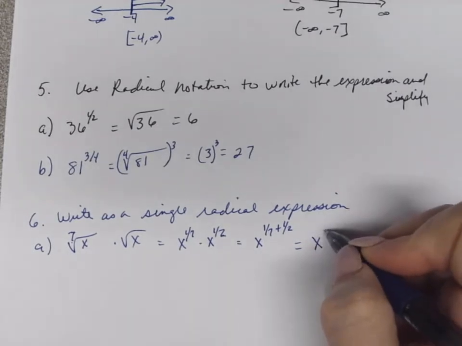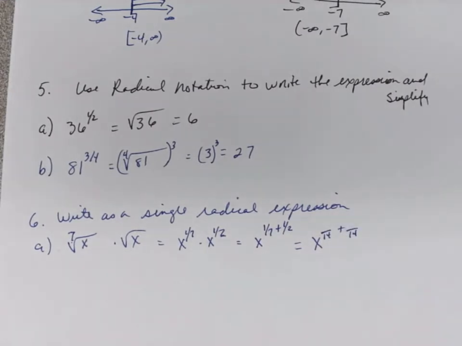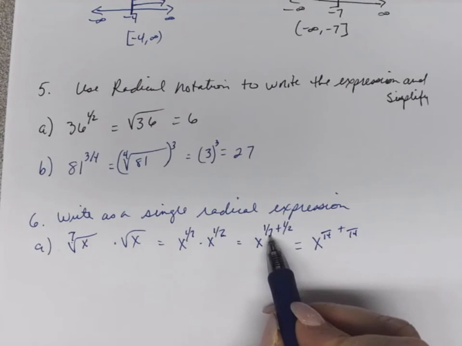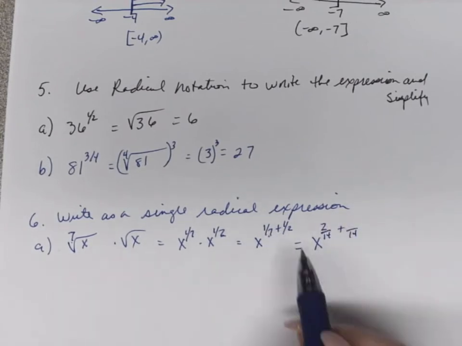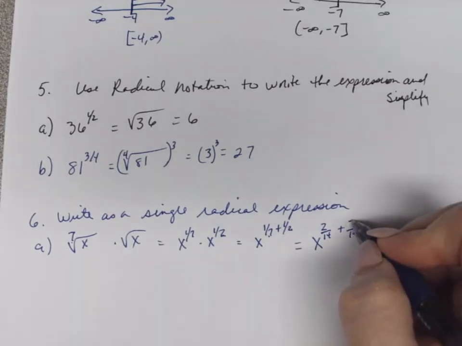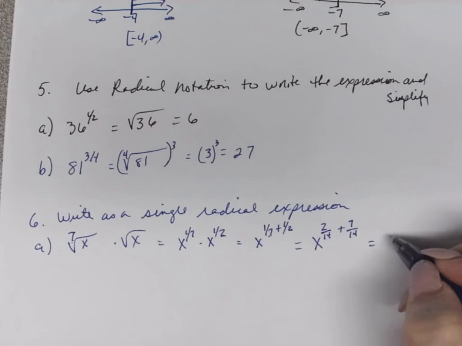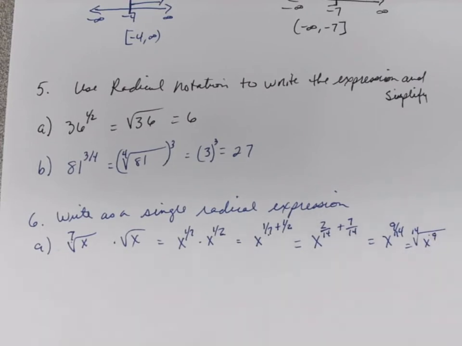So x to the something over 14 plus something over 14. Well, 7 times 2 gets me 14, so 2 times 1 will get me 2. 2 times 7 gets me 14, so 7 times 1 will get me 7. So this will become x to the 9/14, which will then become the 14th root of x to the 9.